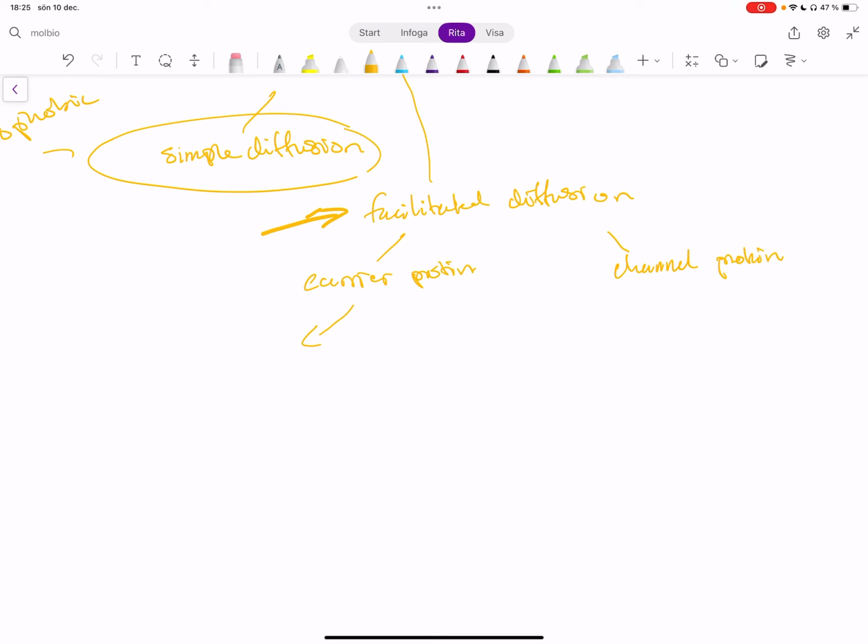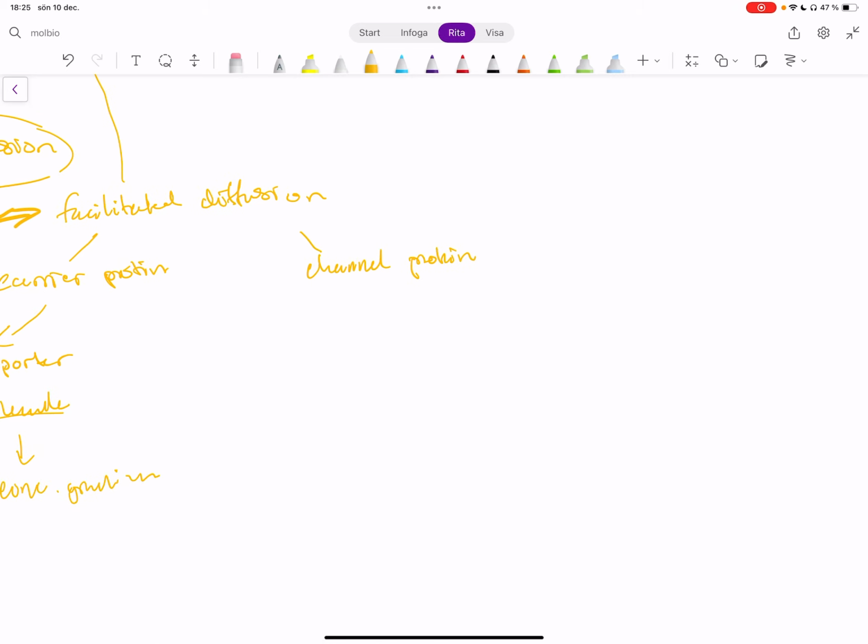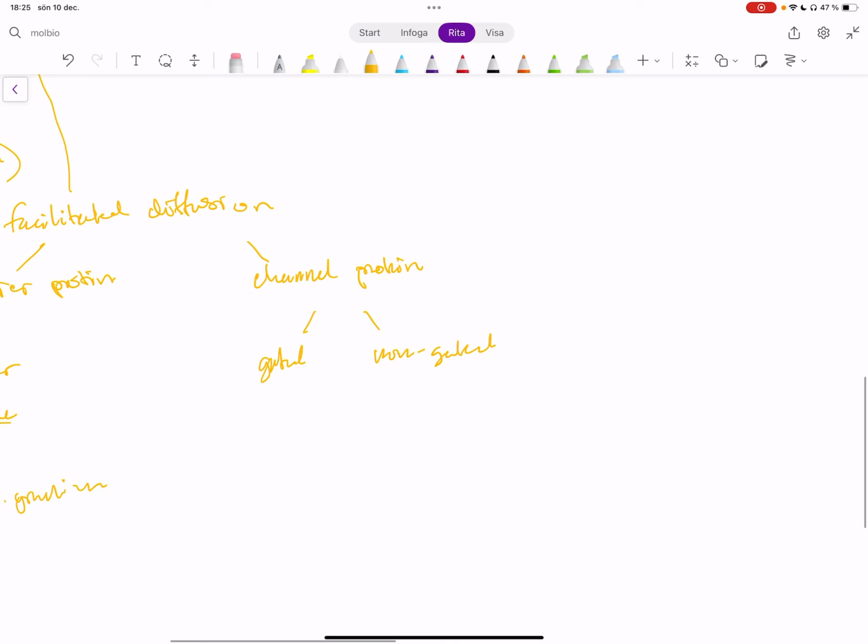Carrier proteins use a protein called a uniporter. This uniporter carries one molecule, and it carries this one molecule down the concentration gradient. So it follows the concentration gradient, everything is normal. Now, for channel proteins, we have gated and non-gated. Channel proteins can also be called ion channels.